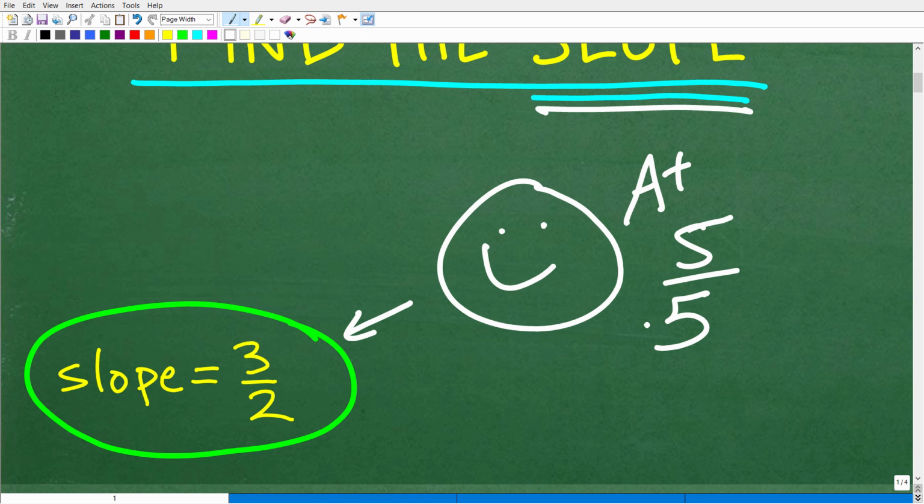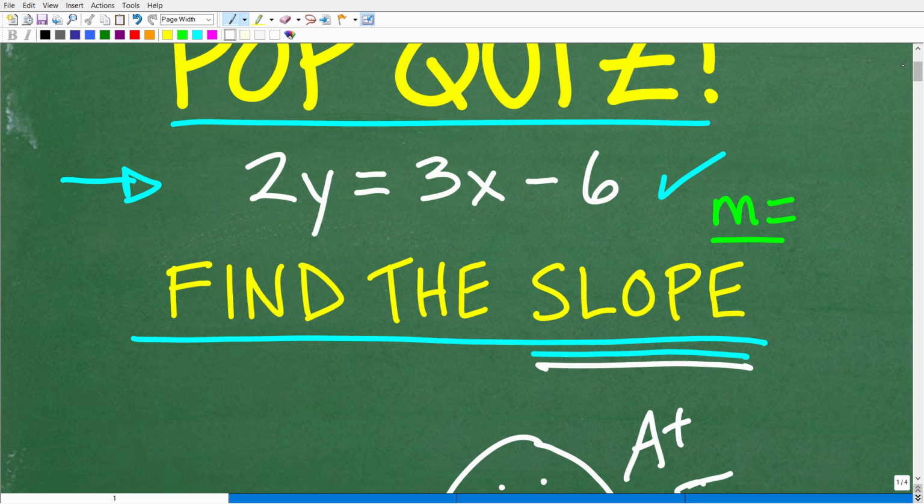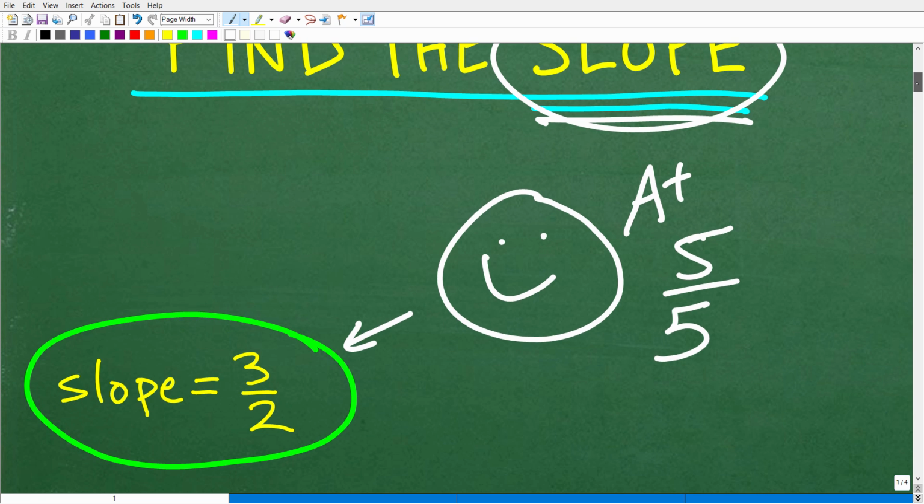And because this is a quiz, you get like 5 out of 5 points, right? So it's not a test. It's just a single question to check on one specific skill. So if you didn't get this right, obviously you need to review how to find the slope of a line. And this is a big topic. And of course, again, a critical topic when it comes to algebra.